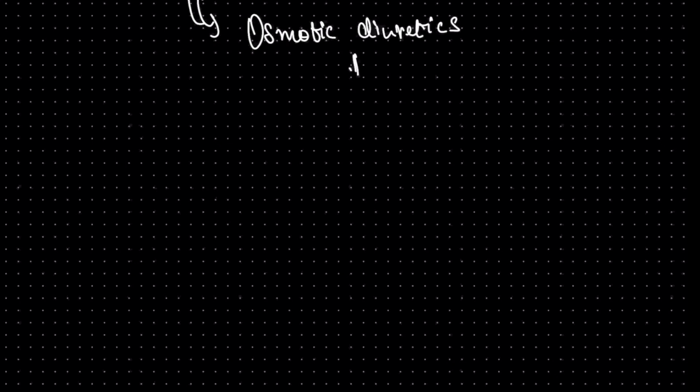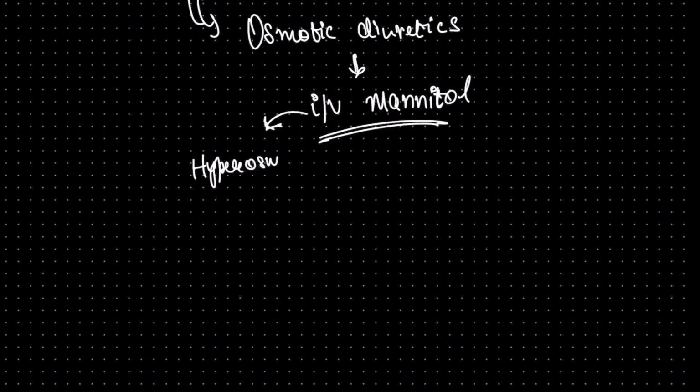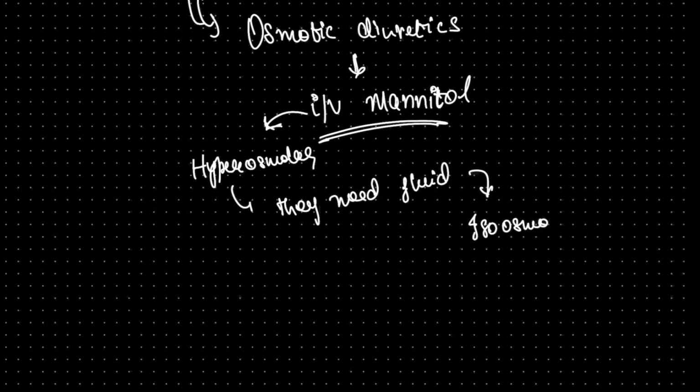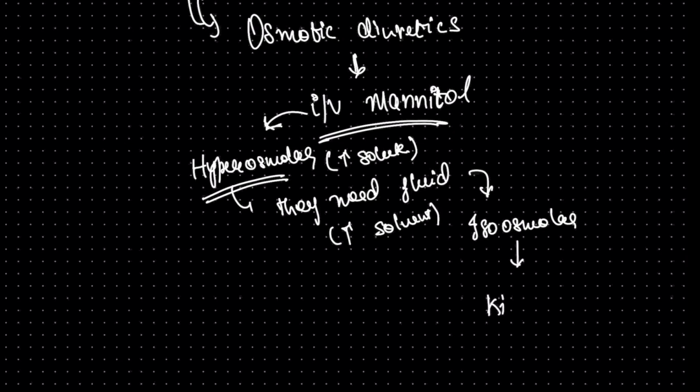Now what will these osmotic diuretics do? They will excrete excess fluid, like intravenous mannitol, because the patient is confused, so you can't give oral. So intravenous mannitol is what you will give the patient, so that the increased intracranial pressure would be drained out, because these drugs are hyperosmolar and they need fluid, and then they become isoosmolar. Hyperosmolar means they have increased solute, so they need increased solvent to become isoosmolar, and then they can be excreted via kidney.